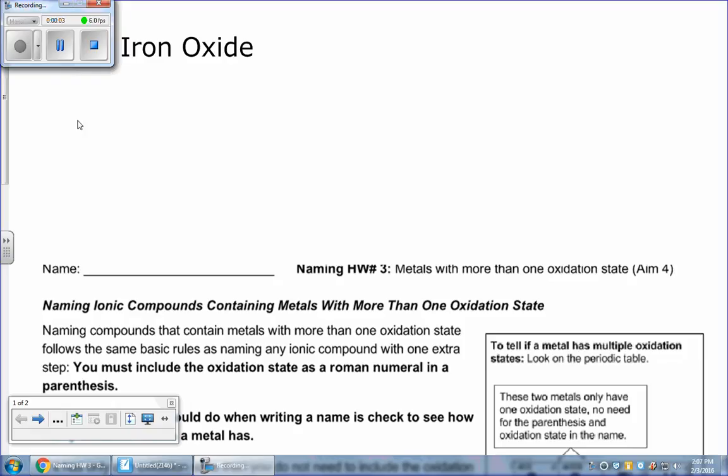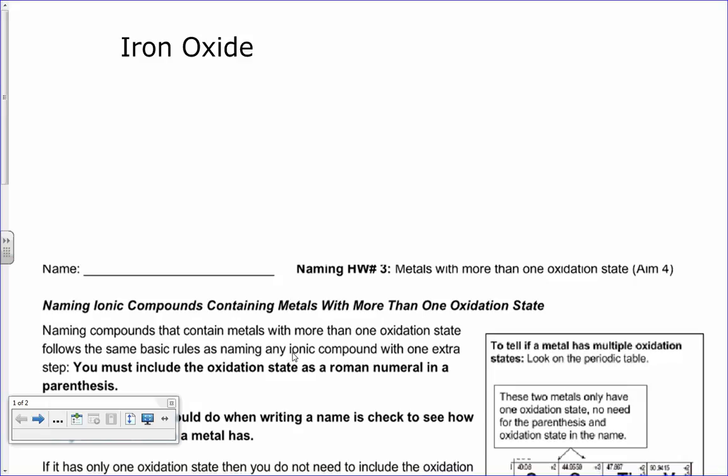Okay, so we're going to be working through homework number 3, which involves naming of ionic compounds, and especially compounds that have more than one oxidation state.